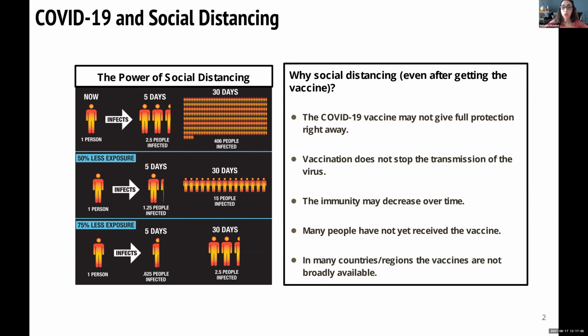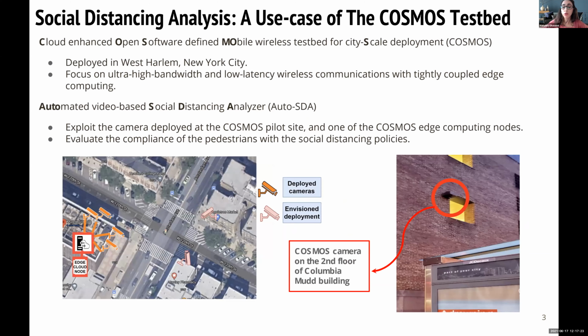Furthermore, information about the compliance of pedestrians with the pandemic restrictions is critical in assessing and controlling the pandemic, as well as being well prepared for any potential similar pandemic in the future. Therefore, we use the COSMOS testbed infrastructure, which was opportunistically deployed before the pandemic, to build the video analytic pipeline that evaluates the compliance of pedestrians with social distancing policies.